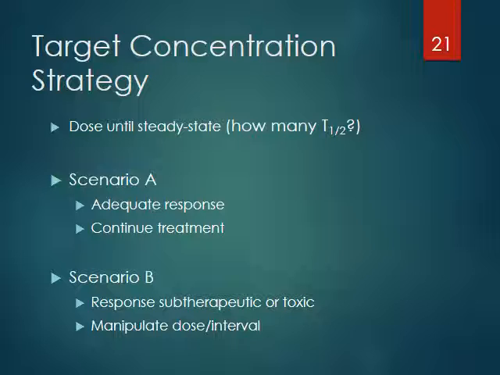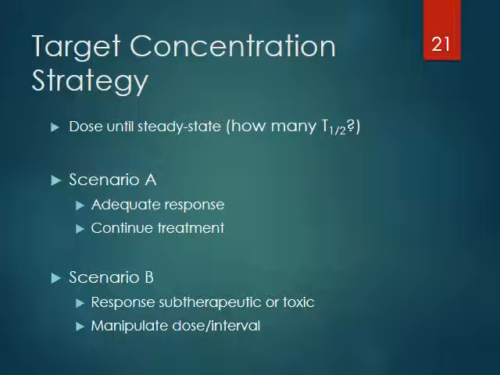So you dose until you hit the steady state, and then you do your concentration, you do a serum blood level of the drug, and then you have one of two scenarios. In scenario A, you have an adequate response. The patient is achieving efficacy, they're not having too much toxicity, and your drug level is within range. You just continue treatment. You don't have to do anything at that point.